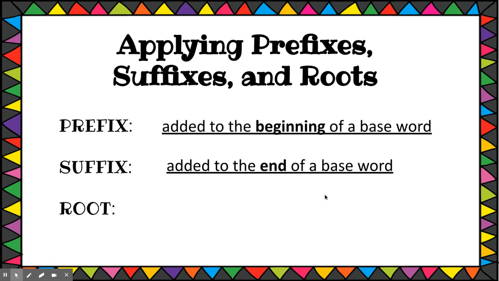Now, here's the tricky part. You might be like, oh, well, a root goes in the middle. Well, sometimes. A root is actually the main part of the word. So you have a root and then you can build onto it. A root might have a prefix, so then it'd technically be at the end. Or it might have a root and a suffix, and then it'd be at the beginning, or a root might have a prefix at the beginning of it and a suffix at the end of it. So basically, the root is the main part of the word, and you build onto that main part.